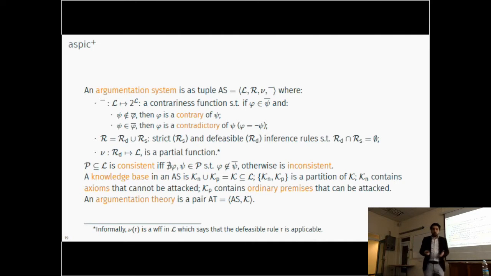And you need a notion of contrariness. So you want to say that something is contradicting another piece of information. And in this approach, this notion is actually asymmetric. So you can have even that something is contradicting another object in your object language, but not vice versa. It is just a matter of definition.